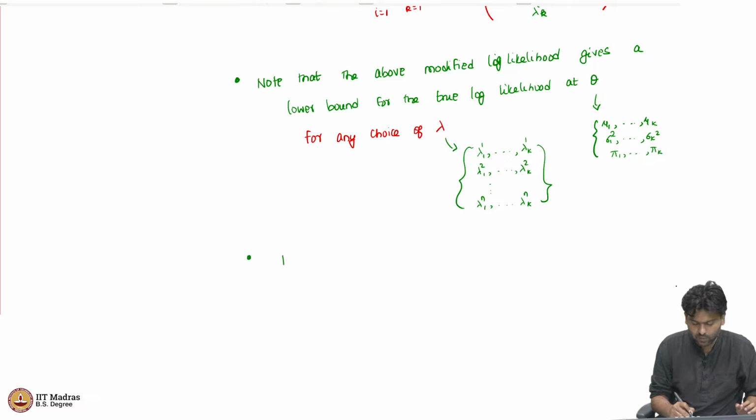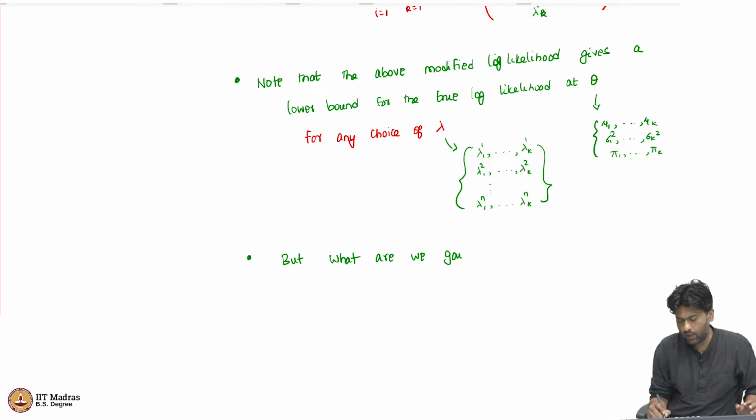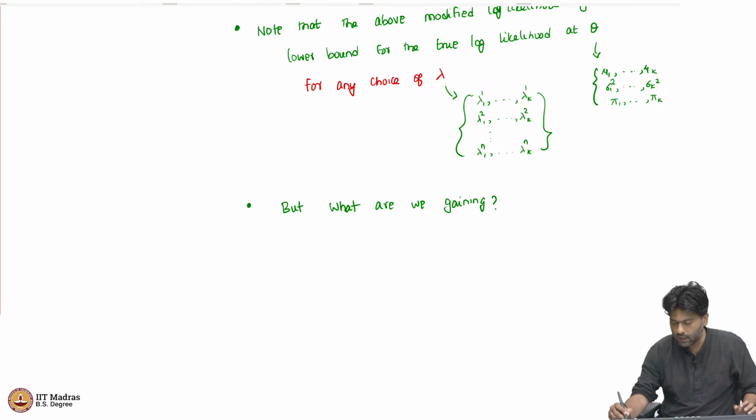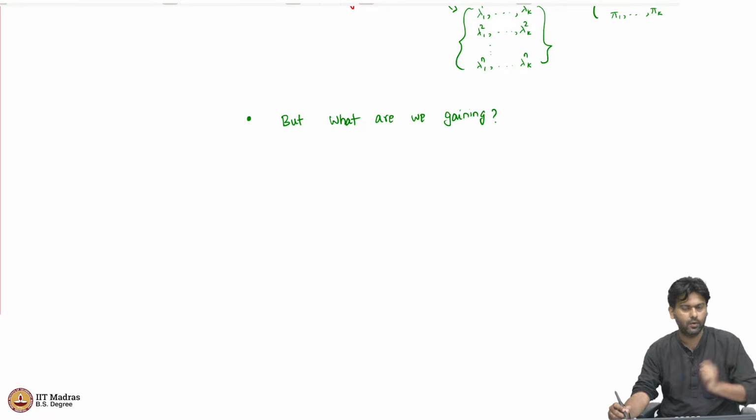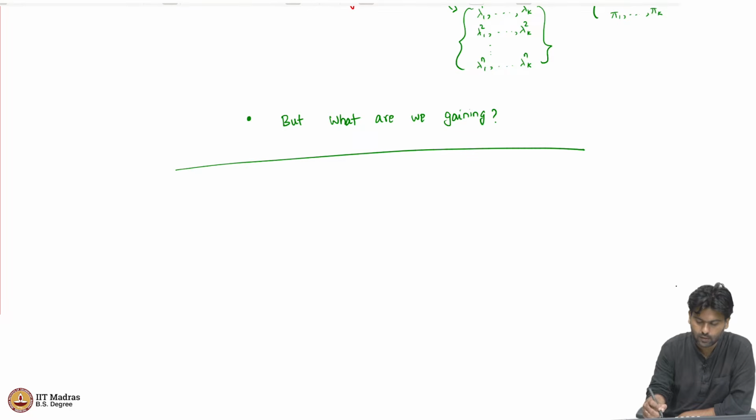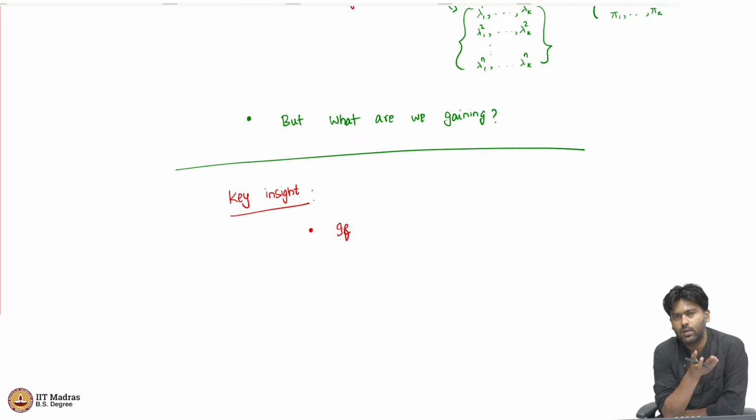But the question is, what are we gaining, right? So, okay, this is a lower bound, all that is good, but what are we really gaining by introducing this? We need to understand that, right? And here is the key insight why this is such a beautiful method, and that is why it works so well, we will see later. Now, I originally wanted to maximize my likelihood function with respect to theta.